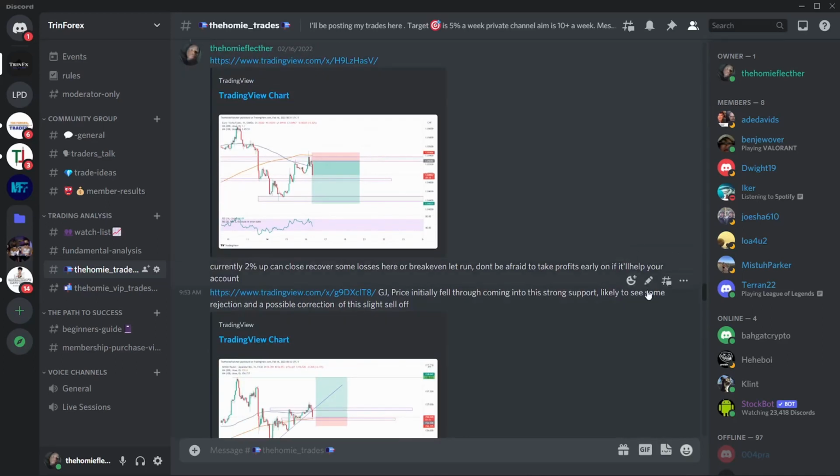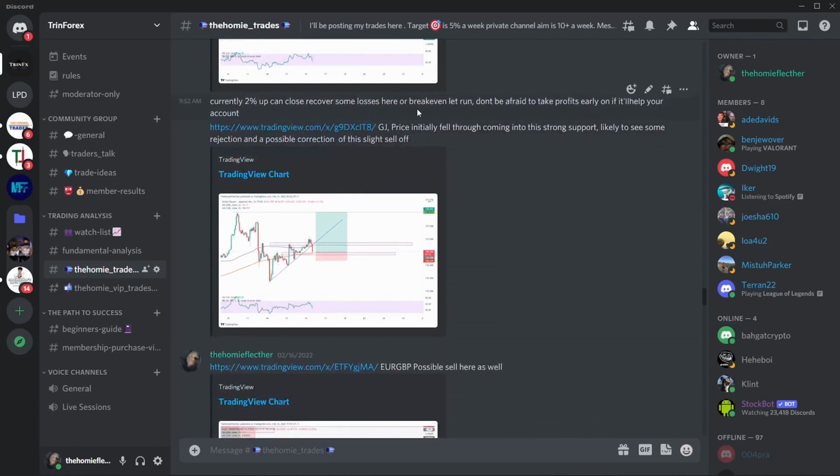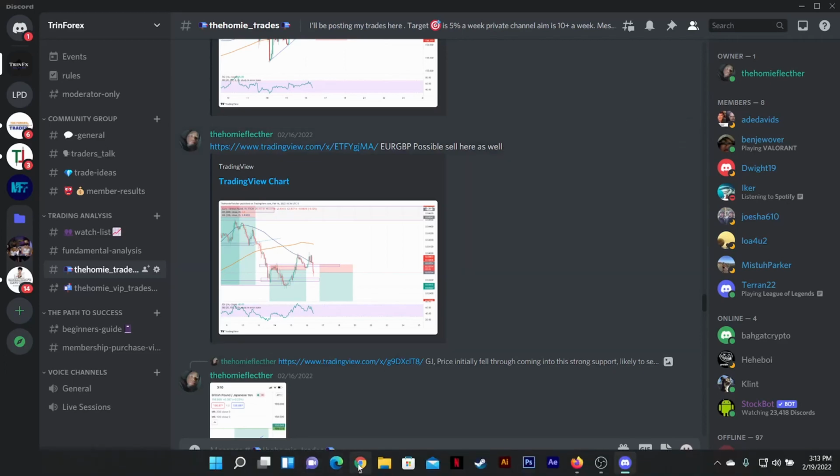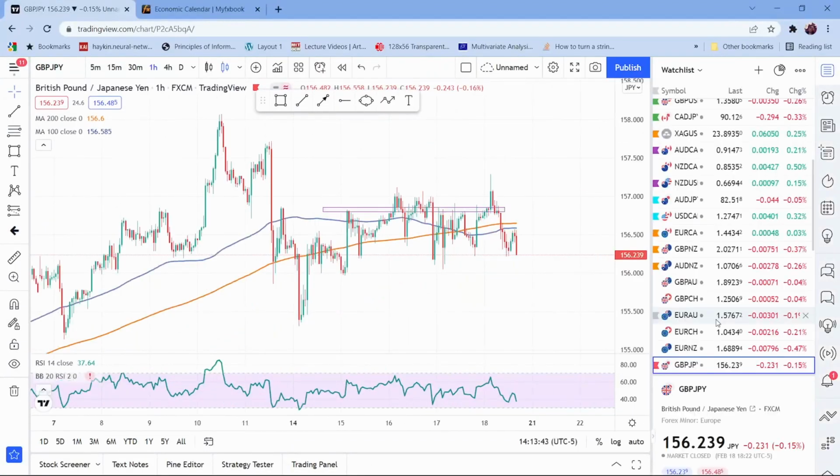Currently up 2%. This is where we recovered from the initial loss that we did have. GJ did push down a little bit right here. We did enter on a second trade, end up in a little bit of profit. Euro GBP, possible sell here as well. That's the other trade that you're seeing here.